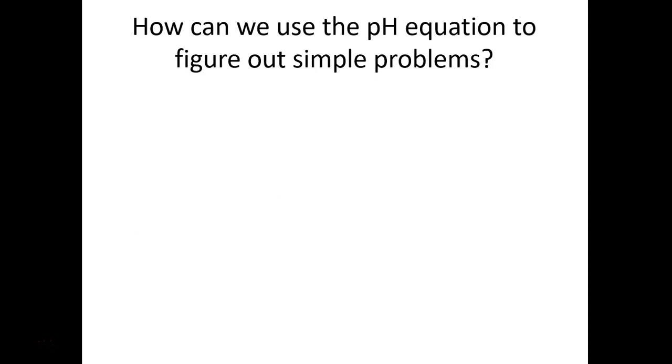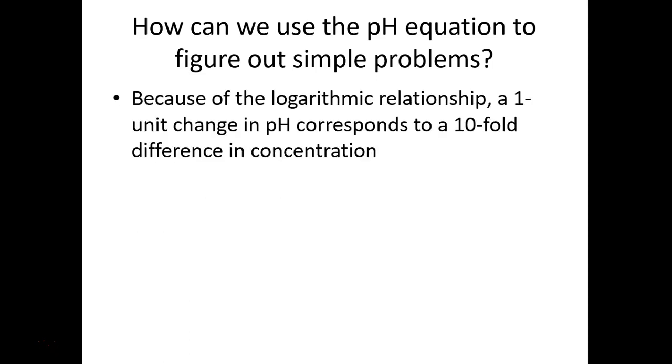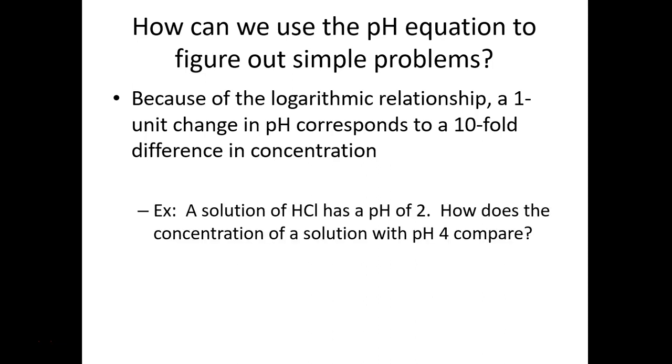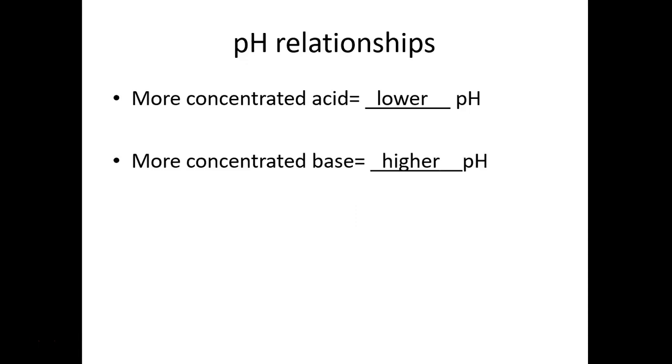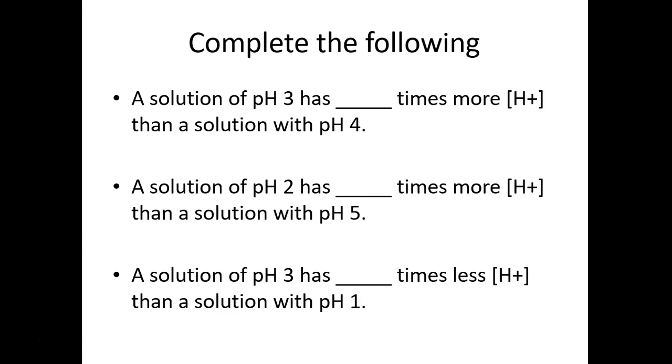All right, so let's use the pH equation to figure out some simple problems. Now, because it has a logarithmic relationship, a 1 unit change in pH corresponds to a 10-fold difference in concentration. So for example, if I have a hydrochloric acid solution with a pH of 2 and I want to compare that to a solution with pH of 4, the solution with pH of 2 has 100 times more hydrogen ions in it. So more concentrated acid has a lower pH, more concentrated base has a higher pH. All right, try to complete these sentences.